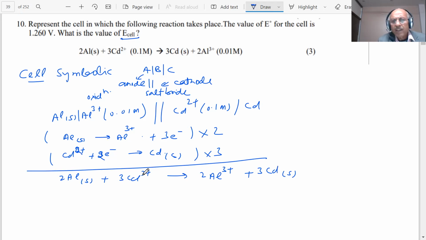The concentrations are given. I have not written the concentration. And the number of electrons involved is 6 here. As you can see, 3 into 2, 6 electrons. There are 6 electrons, students, which are involved in this reaction. Important. That is the reason we calculated this. Now you know what equation to be used in this case. You are aware of the Nernst equation.